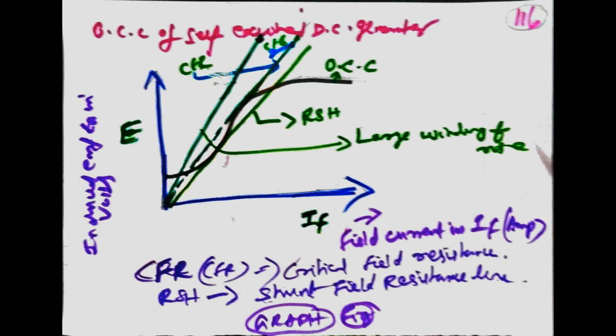The field winding is connected appropriately to the armature of the generator. Circuit shown in figure: OCC of self-excited DC generator. The graph shown in the figure is IF versus induced EMF, E in volts.